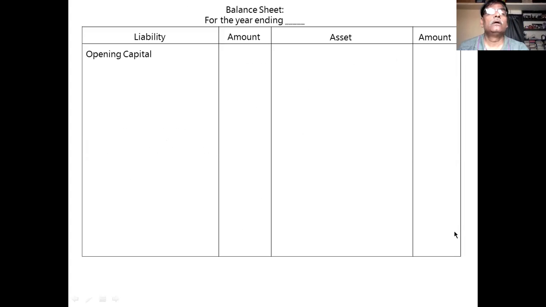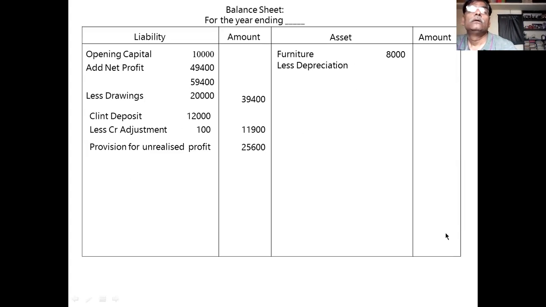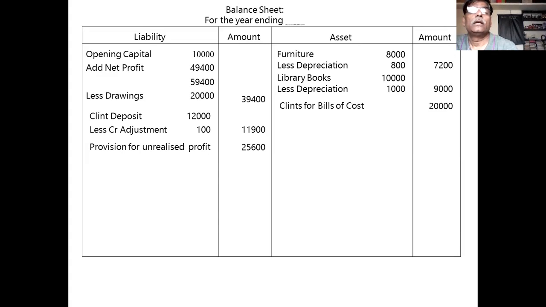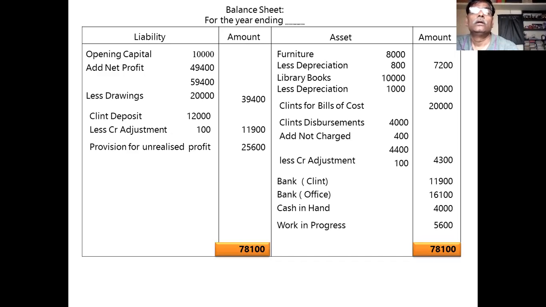In the balance sheet, capital you take, net profit, then less drawing; client deposit, less credit adjustment 100; provision for unrealized profit 26,000, 25,600; furniture 7,200; library books, depreciation; client 20,000, disbursement 4,000, add 400, then less credit adjustment 100, 44,300. Bank, cash in hand, work in progress. Close the account and you will get the answer. Okay, this is the last problem. All the problems I have solved, and you go through these problems seriously and come to know the situation.